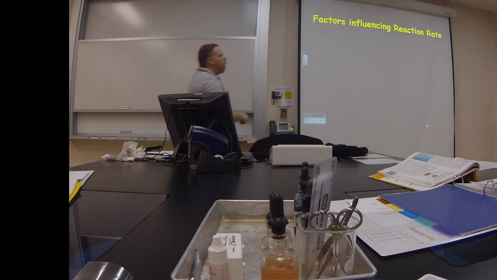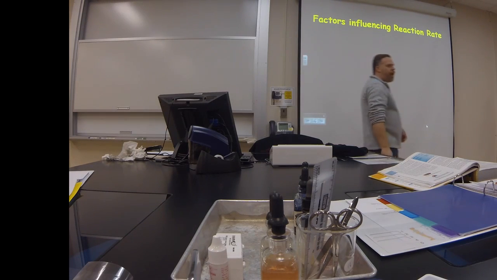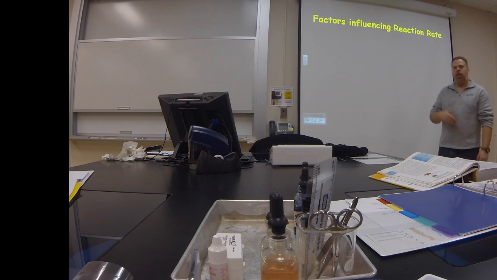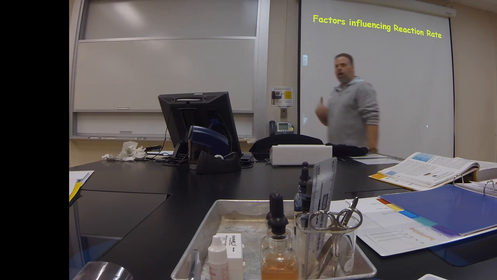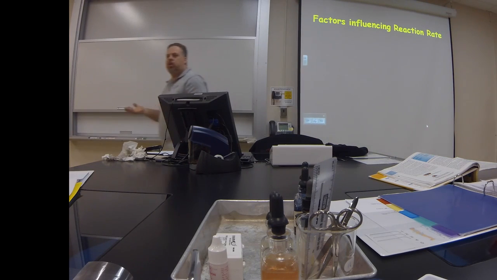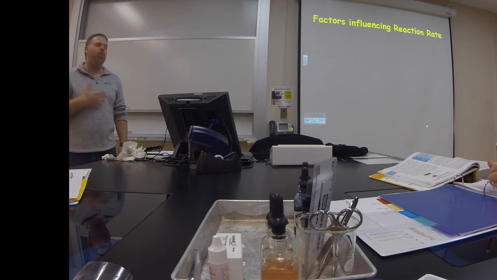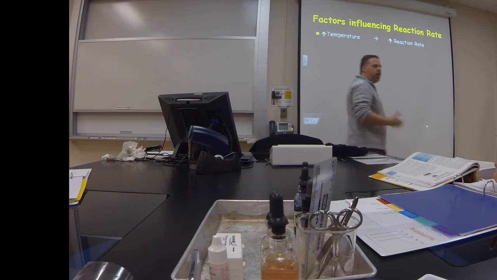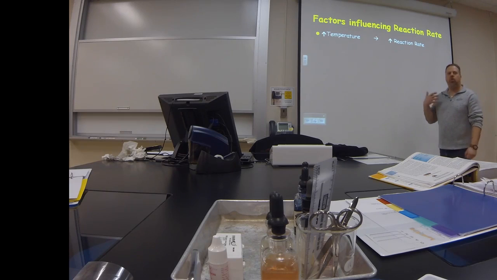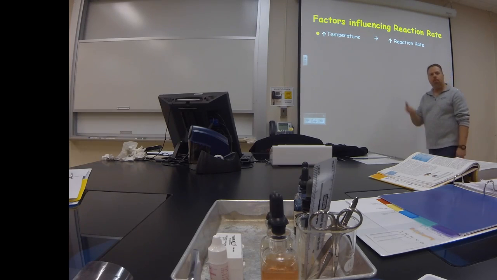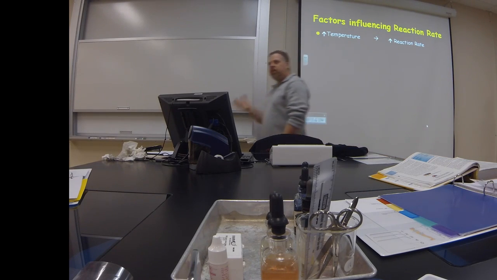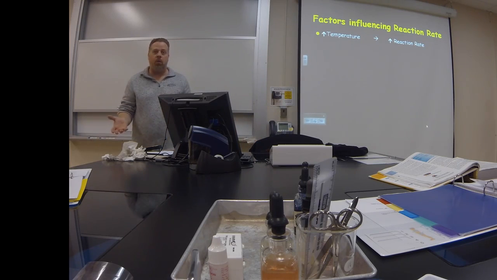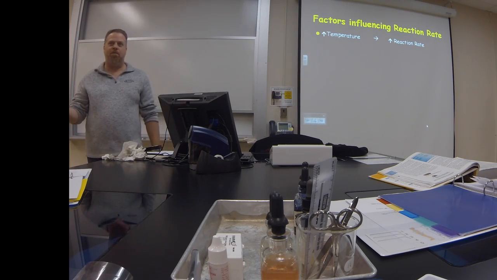Okay? Now, factors that influence reaction rate. In other words, how can we speed it up? How can we slow it down? We usually don't want to slow it down. We want to speed it up. So how can we speed it up? Well, we increase the temperature. When you increase the temperature, the reaction rate goes faster. If we take a block of ice and we let it sit there on the table, it will melt. But if we put it on the stove, it'll melt faster. Okay?